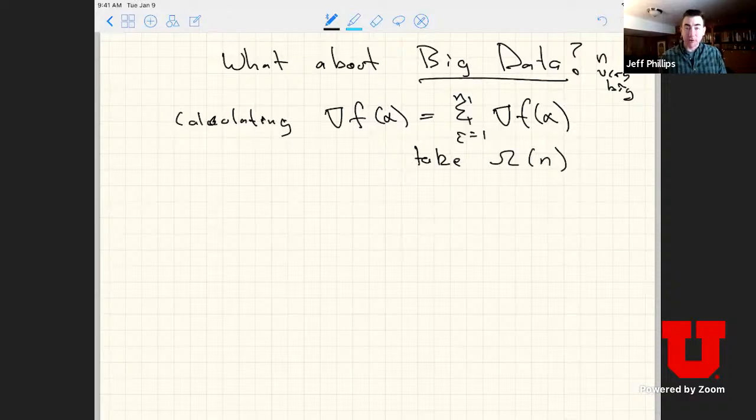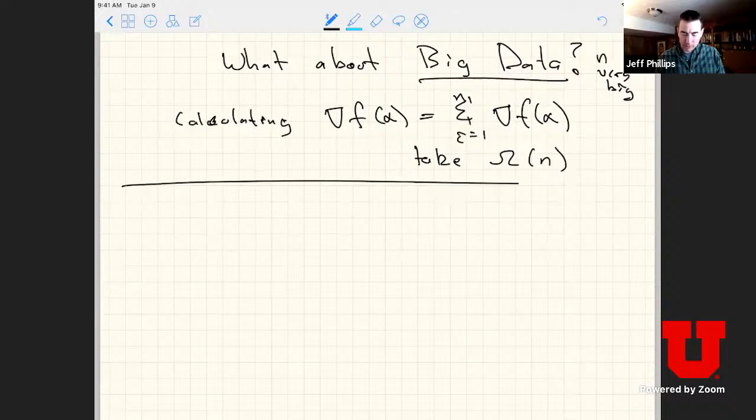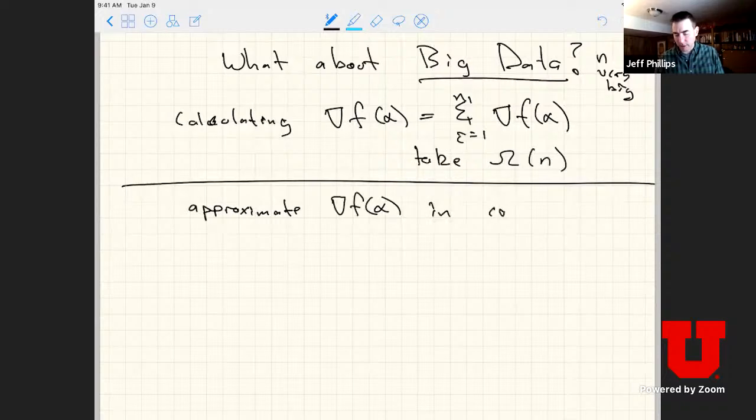So we're going to instead think of doing just one data point at a time. Instead, we're going to approximate this full gradient in basically constant time, O of 1 time, right? And the classic way of doing it is just using a single data point.